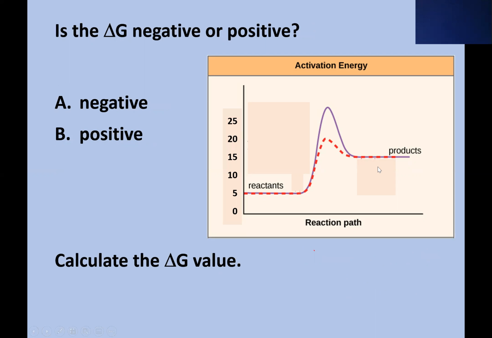Okay. So I guess I kind of answered this. So we figured out that the delta G was positive. I want you to calculate it based on this graph.